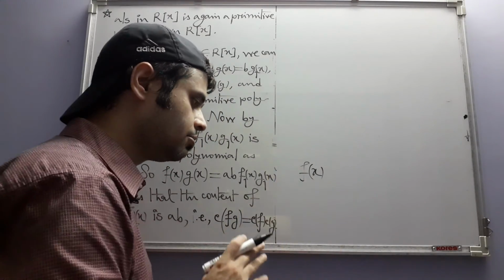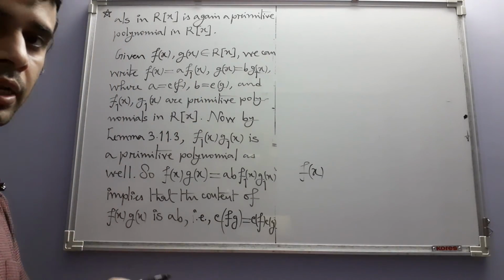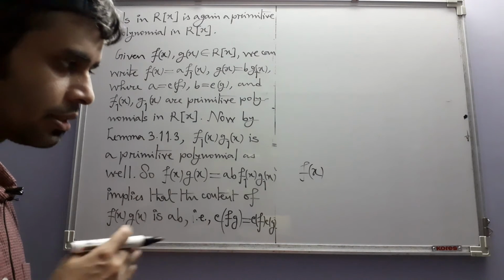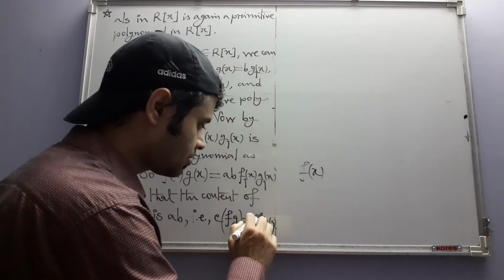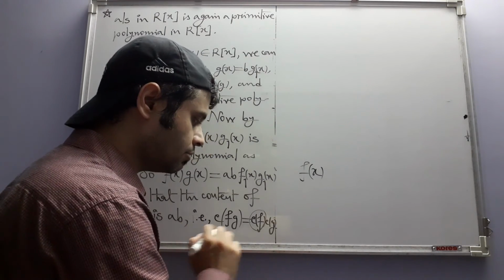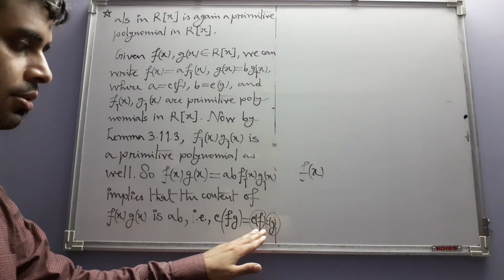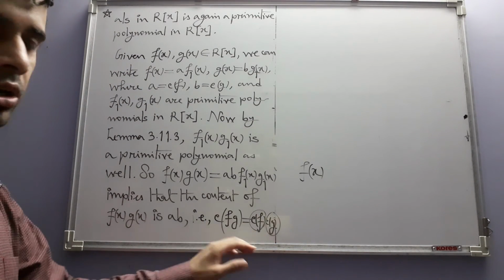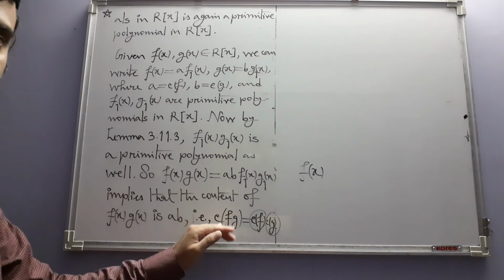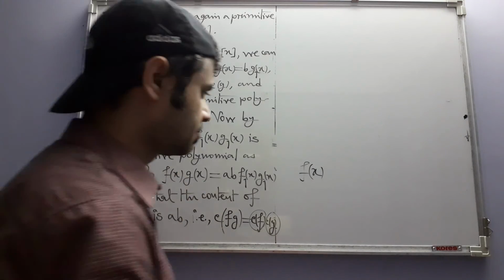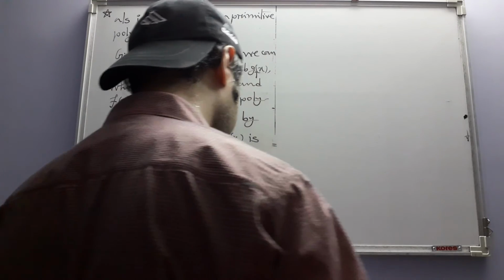So truly speaking you get different contents, but they are all associates because the only difference between them is multiplication by a unit. So that's why this is not a single value, and this is also not a single value. This equation is just saying that if you take the product of two contents of these polynomials, then that result is a content of fg. So in that sense you have to interpret this equality.